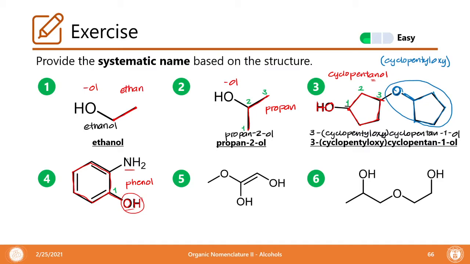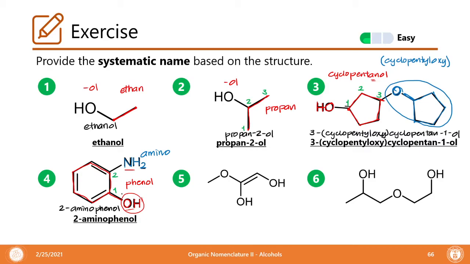Next, let's define our substituent, which is an amino group, and so we call it amino. So this is at position 2. So if we do the name, at position 2 we have the amino group, amino, and then we end in phenol. Okay, so we have 2-aminophenol. Okay, 2-aminophenol.